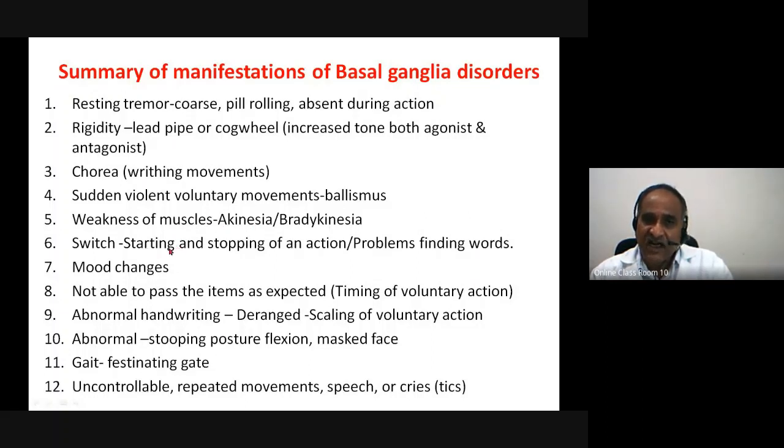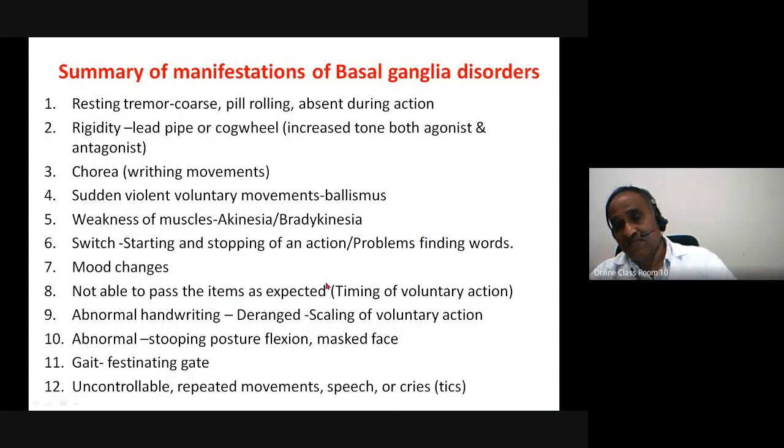Difficulty in starting or stopping actions. Say, for example, if you have a Parkinson's patient who is moving, you cannot suddenly stop him, and if you want to stop him, he may fall down. And problems finding words because his speech is not linked to each other. So he may have problems in finding the proper words. Associated mood changes.